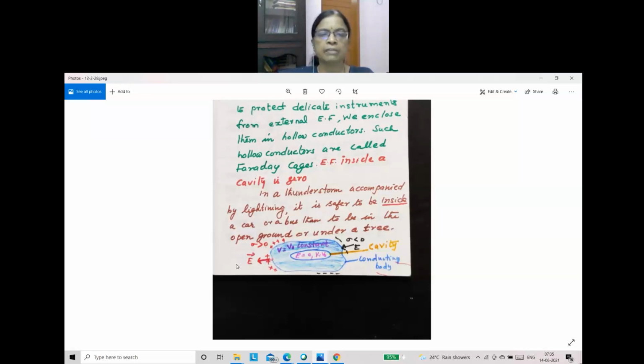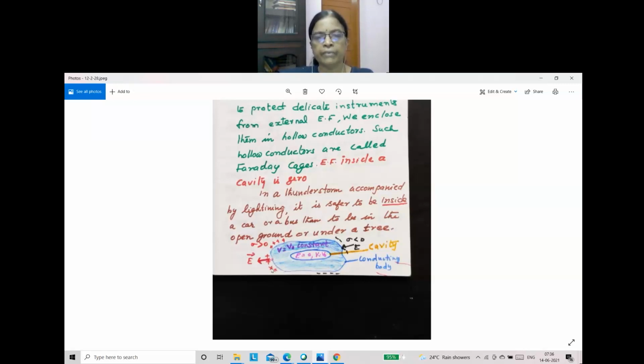If the charge is positive, the field is sigma by epsilon 0, outwards. If the charge is negative, it is sigma by epsilon 0, inwards. Negative charge, electric field inwards; positive charge, electric field outwards. That depends upon the surface charge density, sigma by epsilon 0. Here it is plus sigma, here it is minus sigma. So the direction of electric field in the minus part will be inwards, and in the plus part the direction of electric field will be outwards.